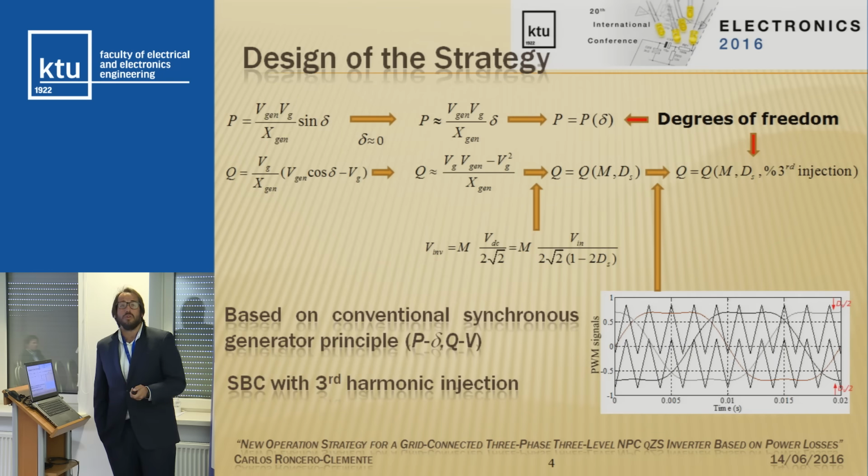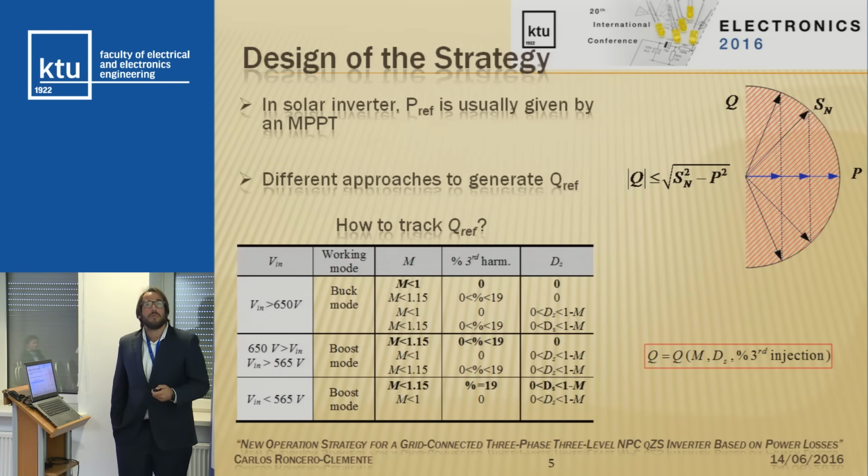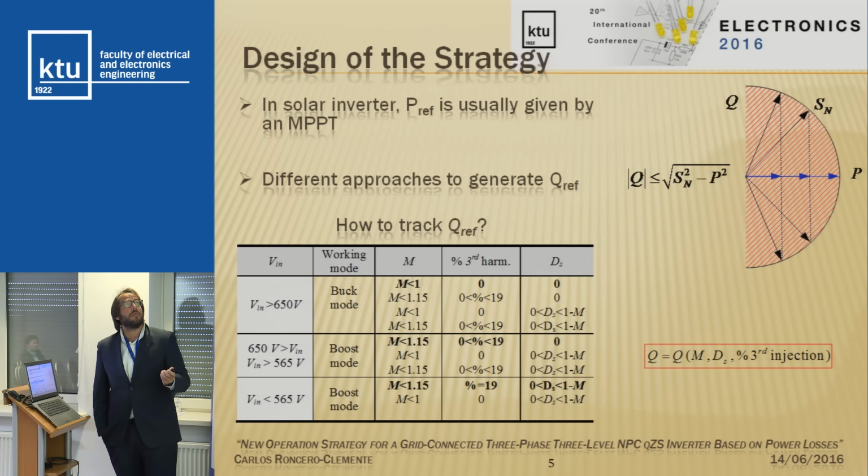So in order to look for the best magnitude to control, it is necessary to establish some criteria. Our criteria will be based on the power losses, to minimize the power losses, but we have to assume some particular features of this converter.